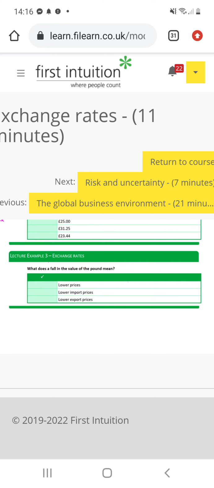We also have lecture example 3 on exchange rates. What does a fall in the value of the pound mean? So this is depreciation of the pound.